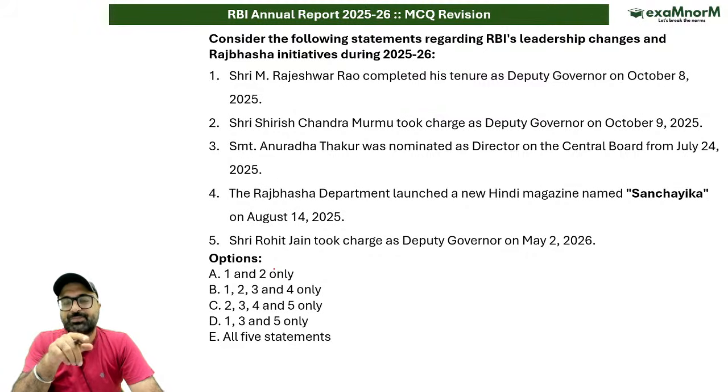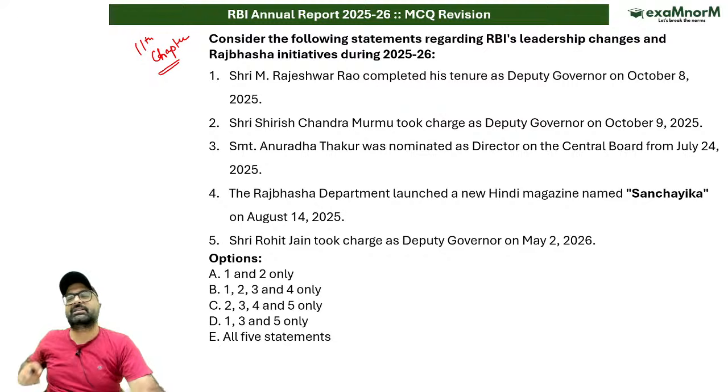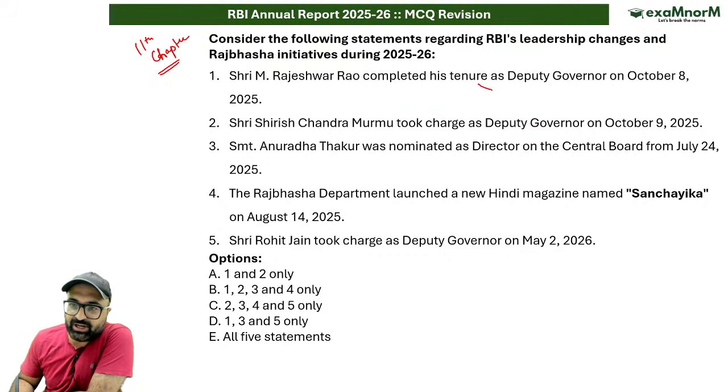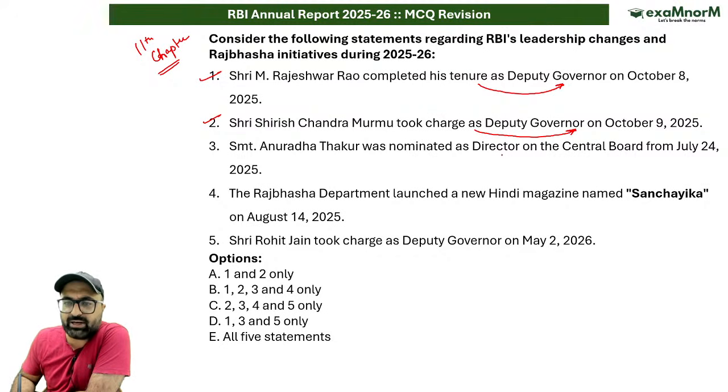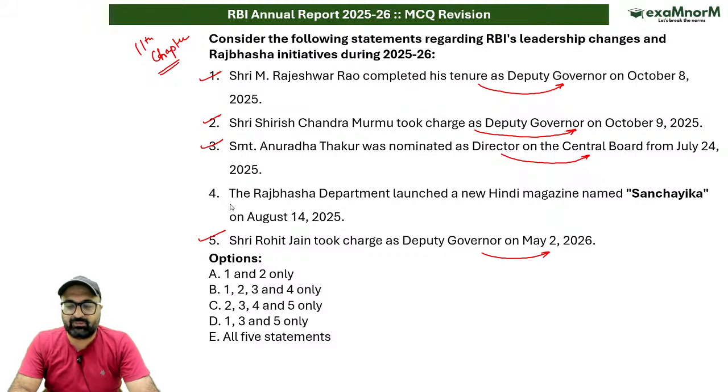The next question, as per the RBI's annual report 11th chapter, तो RBI के annual report का जो 11th chapter है उसके according this is a question which has been designed for you. M. Rajeshwar Rao has completed his tenure as RBI Deputy Governor in 2025. This is correct. S.C. Murmu took the charge as Deputy Governor in October 2025. That is correct. Anuradha Thakur was nominated as the Director on the Central Board in 2025. That is correct. Rohit Jain took the charge as Deputy Governor in May 2026. That is also correct. So keeping that in mind, sir, all the options are correct. 1, 2, 3 and 5.